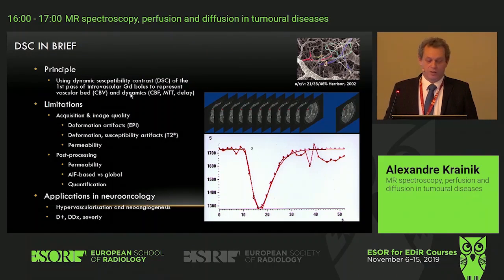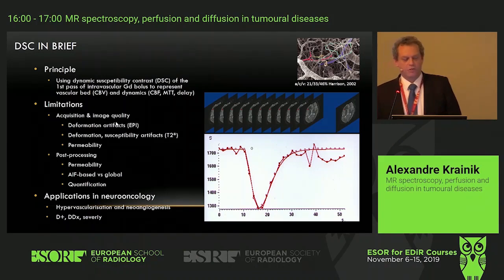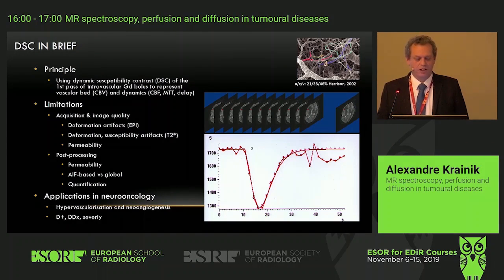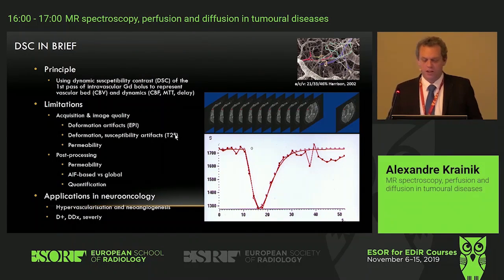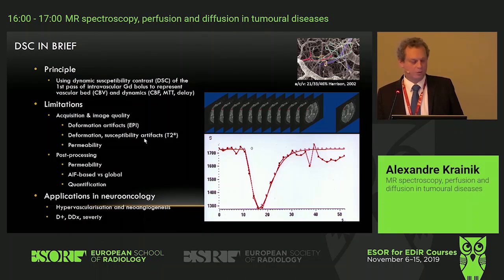Of course, you will have an interest in dynamics, but the fact is that in tumor we mainly focus on blood volume, and I will talk only about blood volume in this talk. There's some limitation, of course. What about the quality of image? You have some deformation or artifacts due to the EPI technique or the T2 star technique, and you also have susceptibility artifacts responsible for some lack of T2 star signal, especially related to blood or calcification.